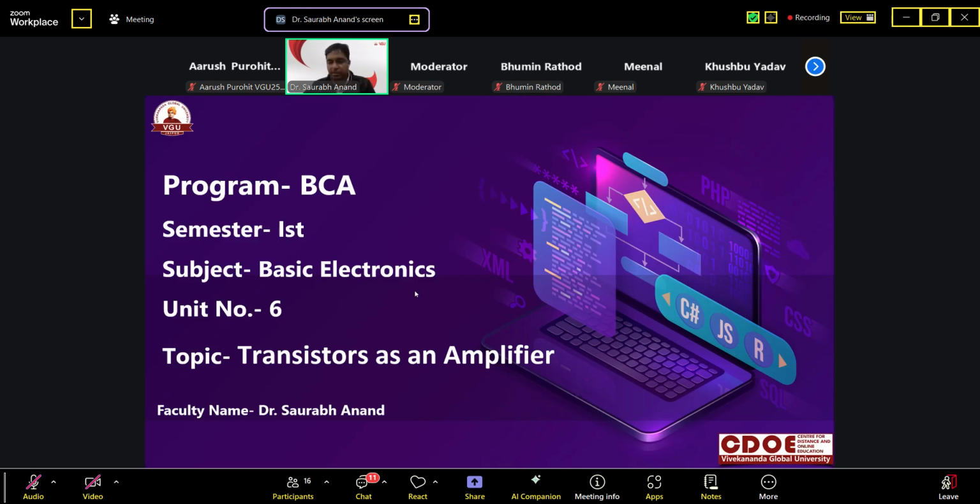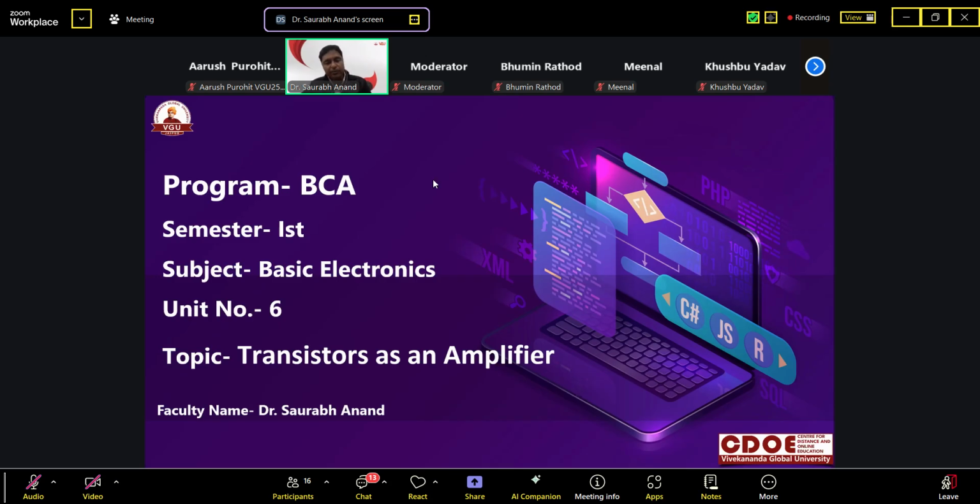So let's start the session without any delay. Good evening. This is Dr. Saurabh Anand. We are going to start the new unit that is related to transistors. In the earlier unit, we discussed what a transistor is, what the basic operation of a transistor is, and what the use of a transistor is. So today we are going to discuss the use of a transistor as an amplifier.